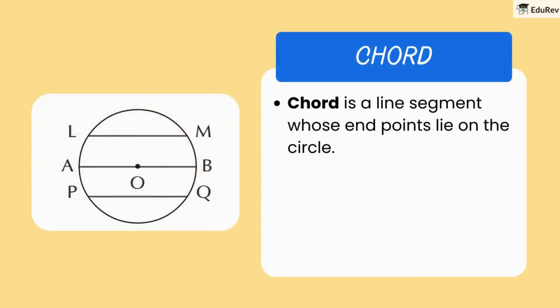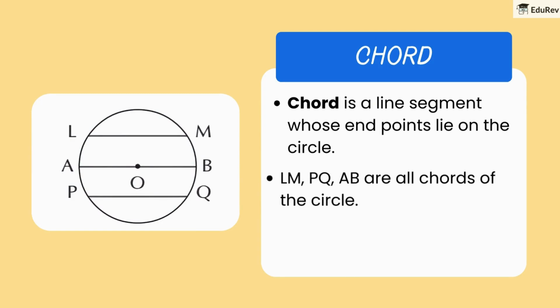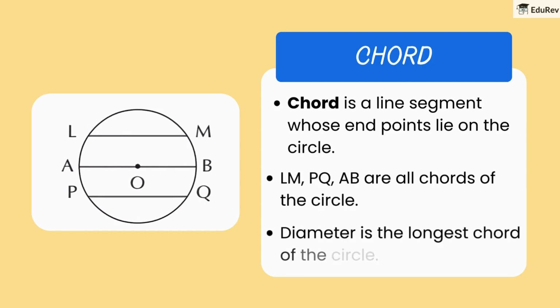The chord is a line segment whose end points lie on the circle. Here, L, M, P, Q, A, B are all chords of the circle. Diameter AB is the longest chord of the circle.